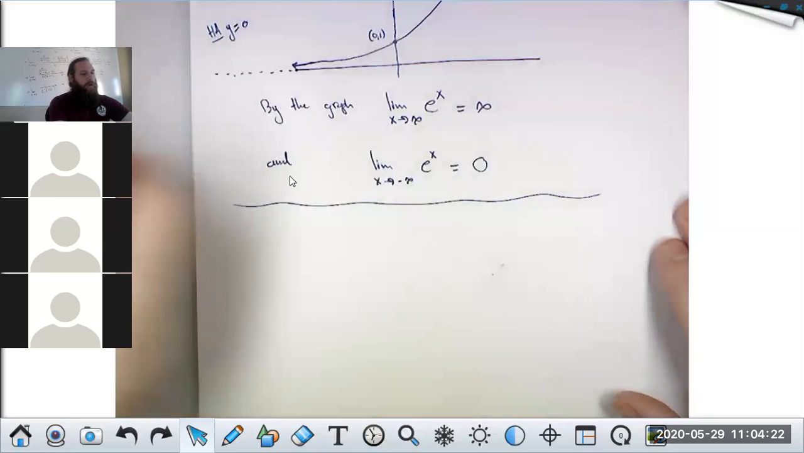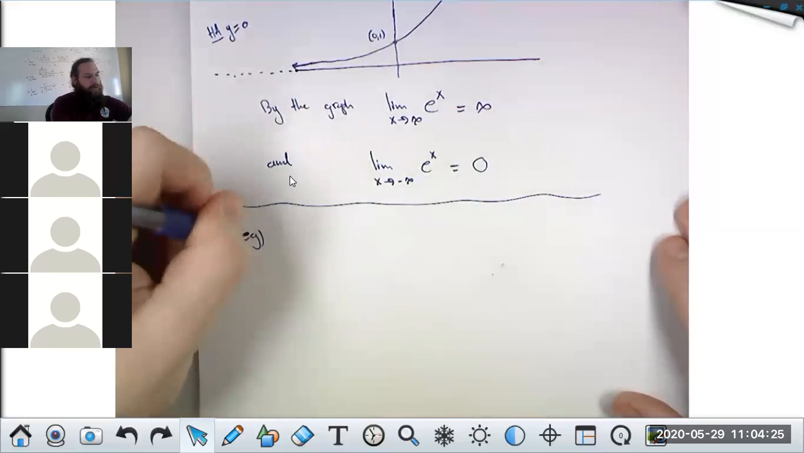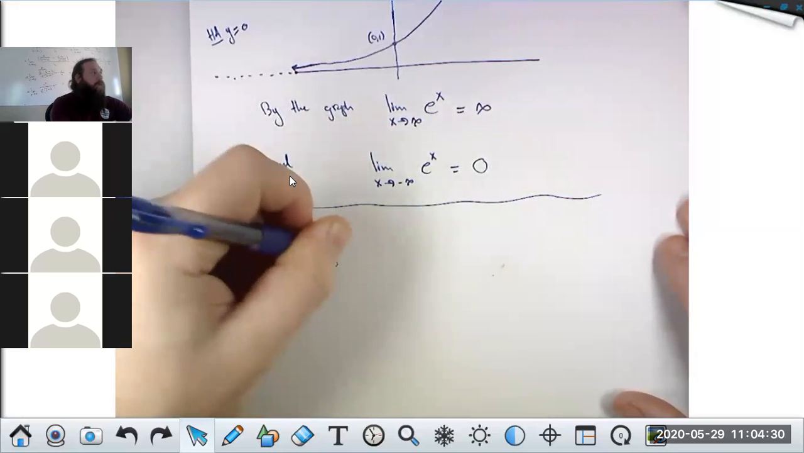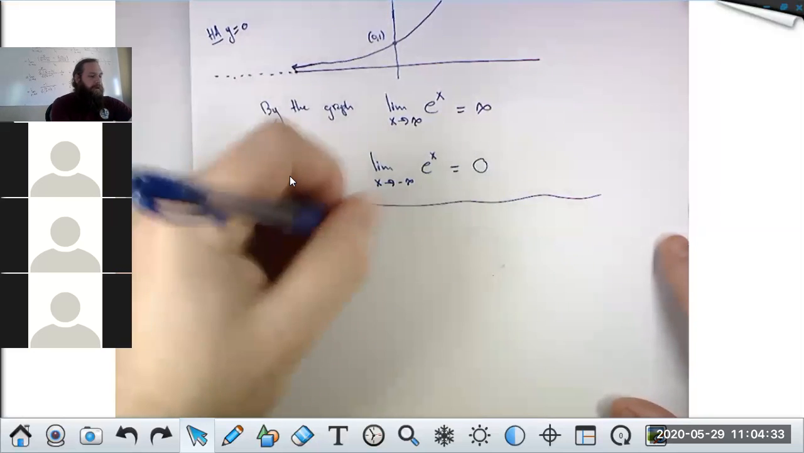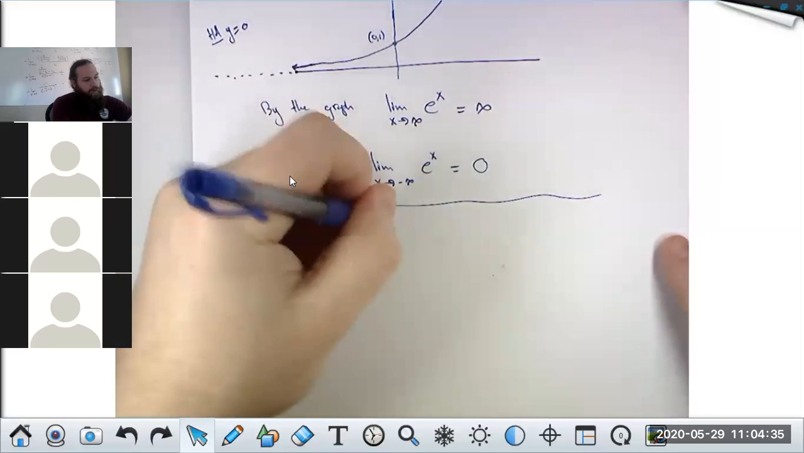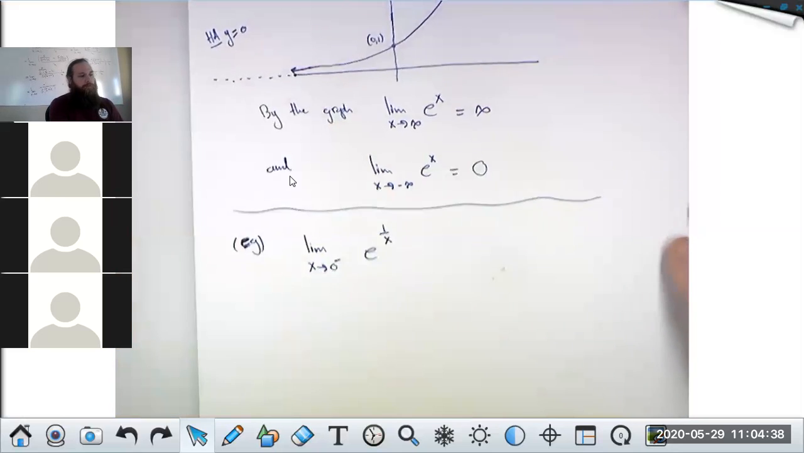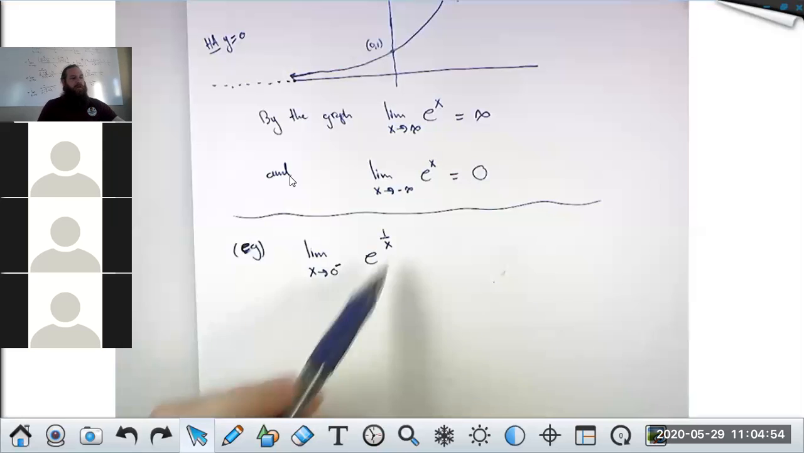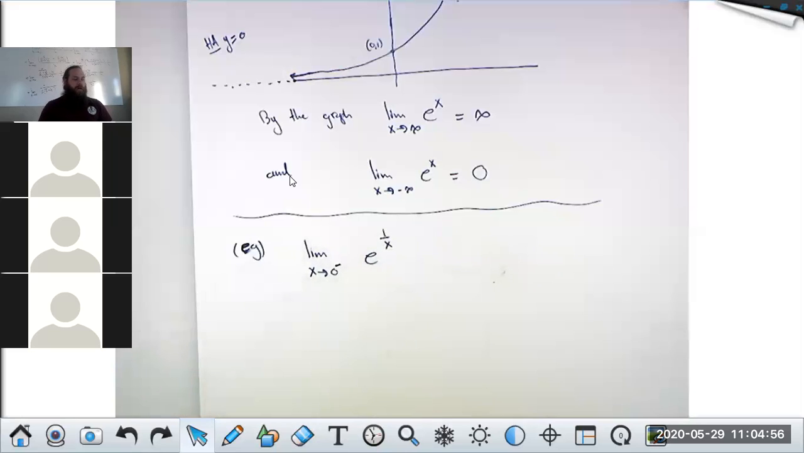A nice example homework style problem that you can get out of this is the limit as x goes to 0, let's say from the left, of e to the 1 over x. This is similar to the last problem we did, where I'm going to think about what happens on the inside. So my inside function here is 1 over x. As x goes to 0 from the left, what does 1 over x do?